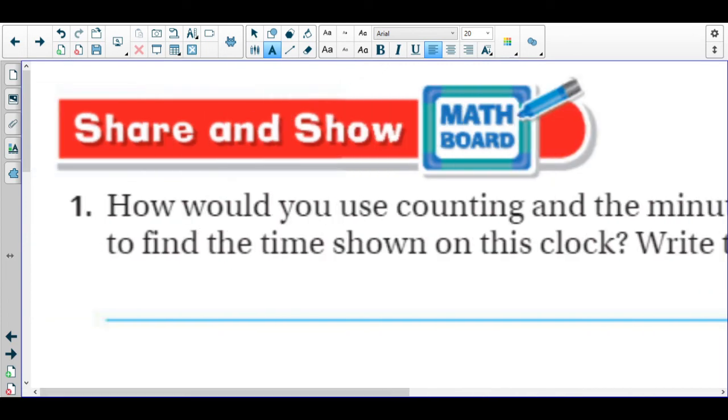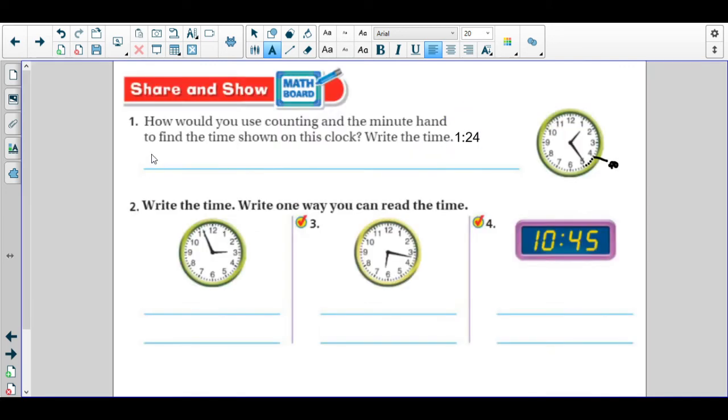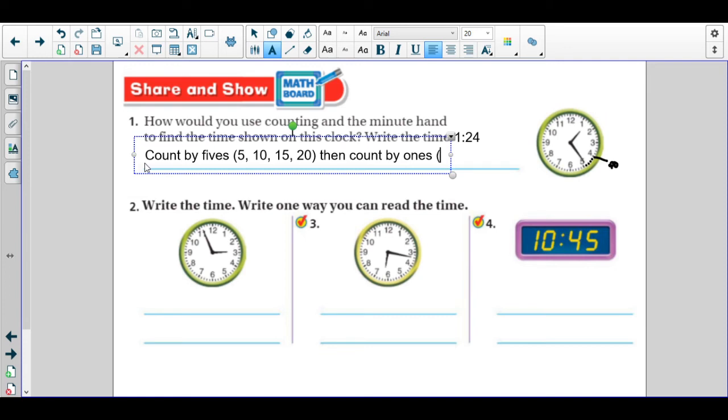How did I do it? Well, I think essentially what I did was count by fives. Okay, I went 5, 10, 15, 20. Then count by ones. 21, 22, 23, and 24. I guess that's what they're wanting there.